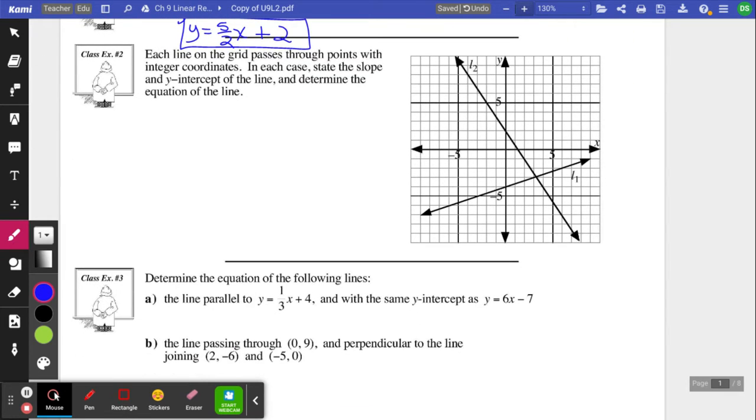Okay. Here we go. Each line on the grid passes through 3 points with integer coordinates. So in other words, they're telling us that when we see them, we have to guess if it's a 0,2 or something. They have integer coordinates. And then in each case, take the slope and the y-intercept of the line and then determine them. So let's talk about line 1. Okay, line 1. What is the slope of line 1?